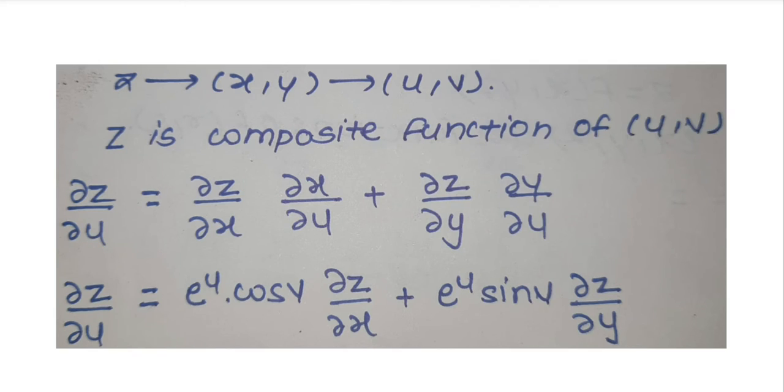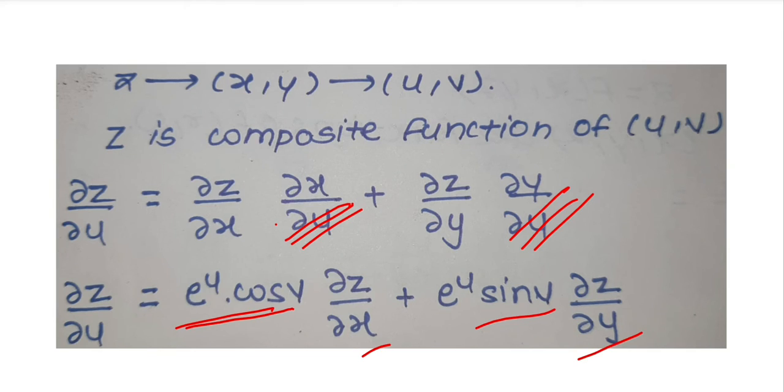Okay, so we have found the value of ∂x/∂u, and we have also found the value of ∂y/∂u. So we will put it in the equation. So we get e^u cos v ∂z/∂x + e^u sin v ∂z/∂y. Okay, but we can't find the value of ∂z/∂x and ∂z/∂y.